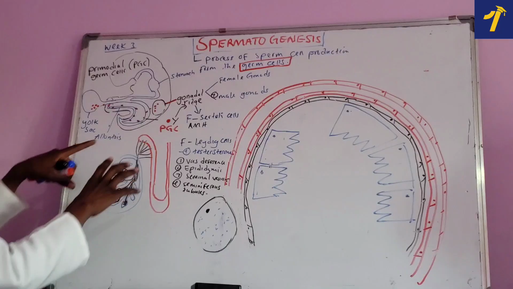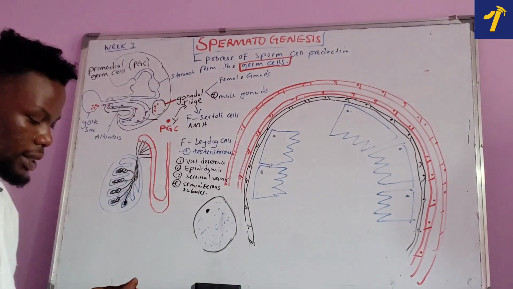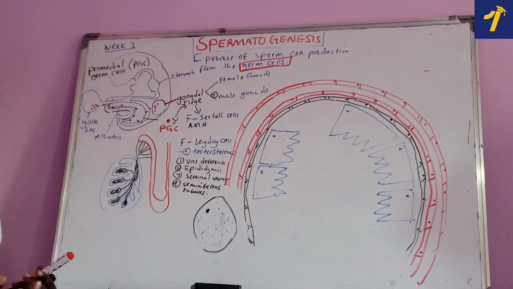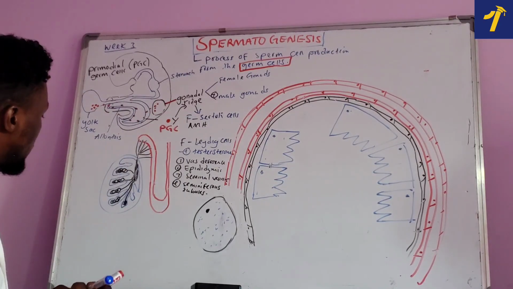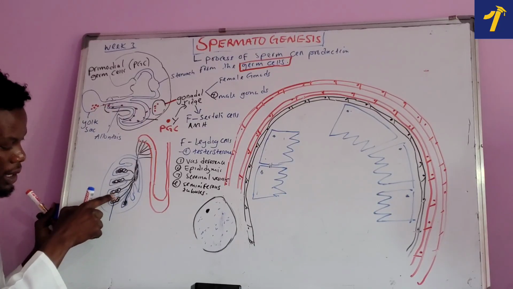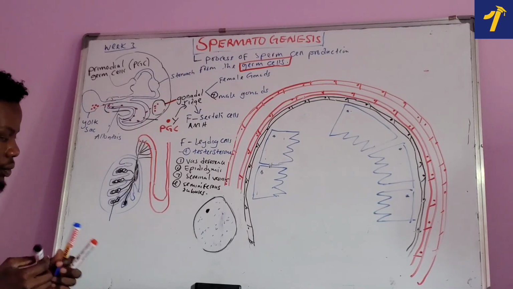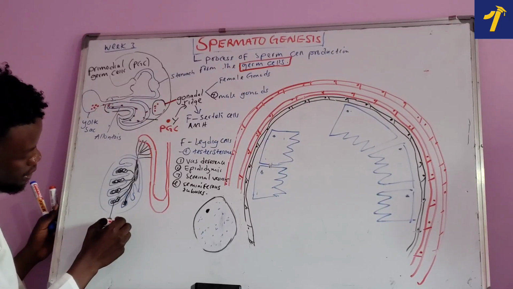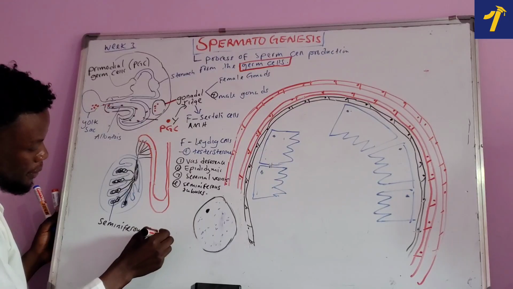Okay. Now this is the internal structure of the testis, and we need to understand it as well. If you look at this structure, it has important components that are going to help us understand spermatogenesis. All right, what are those? We've got these black structures inside, and we call them seminiferous tubules.